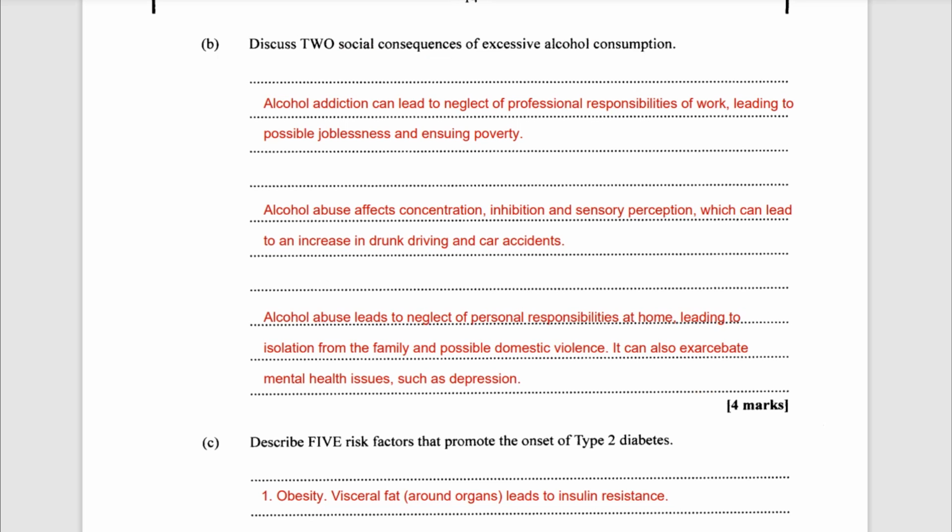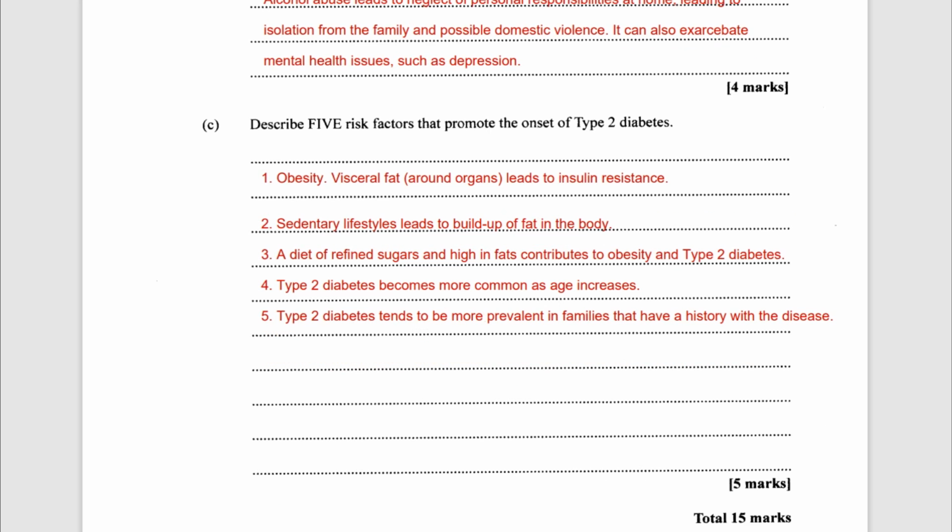So here you're going to be talking about ADH and things here. Describe 5 risk factors that promote the onset of type 2 diabetes. Type 2 diabetes is the one that comes later in life. It is due to insulin resistance mainly. It is not due to non-production of insulin. Remember, that's type 1. This is the one where you do produce insulin, but your cells become resistant to it.